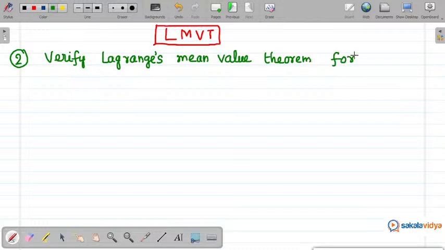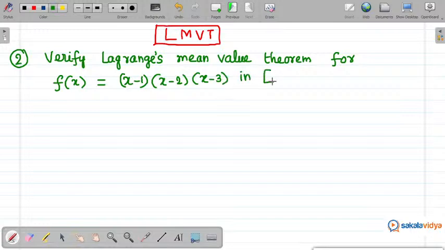for f of x equals x minus 1 into x minus 2 into x minus 3 in closed interval 0, 4. So this is a very important problem, most expected question in the examination.